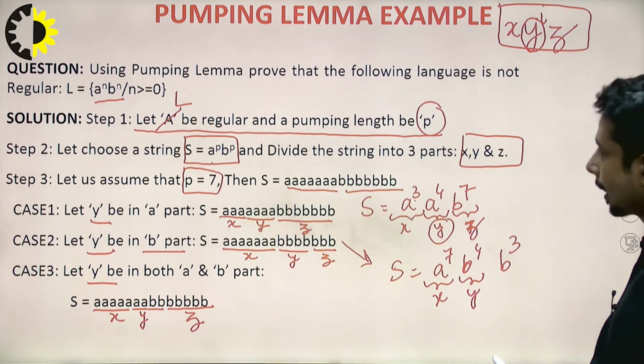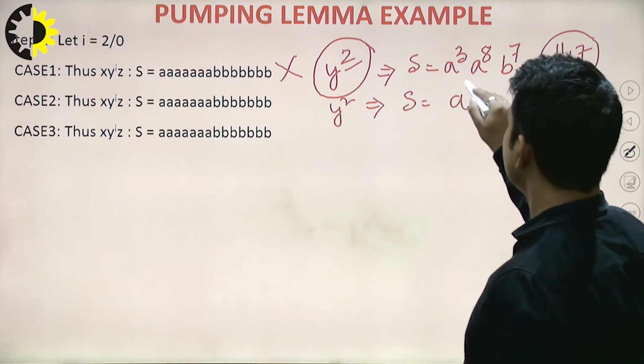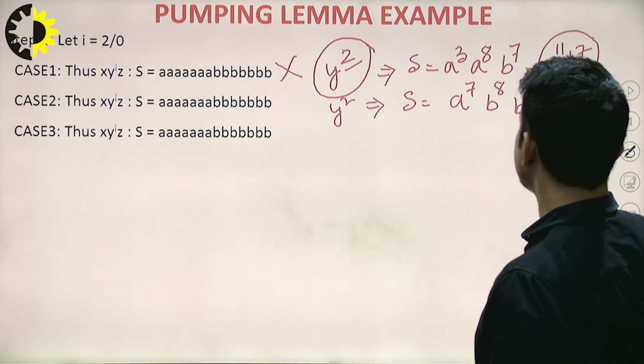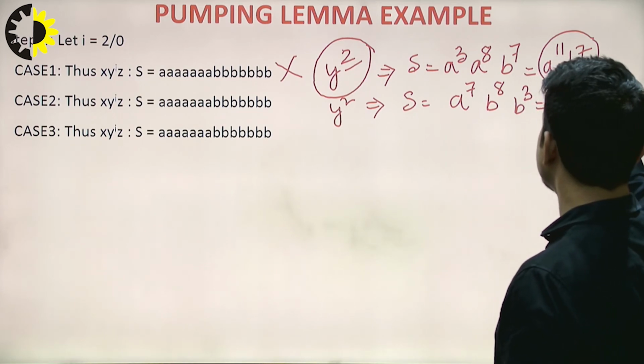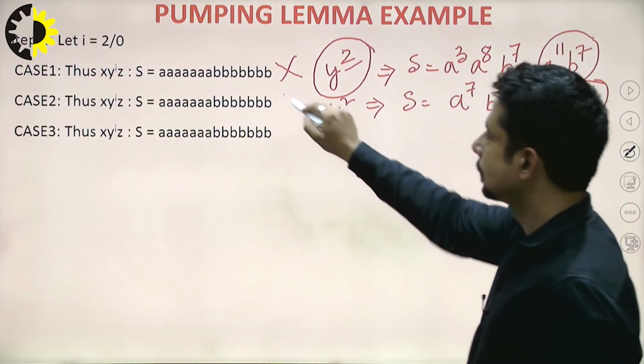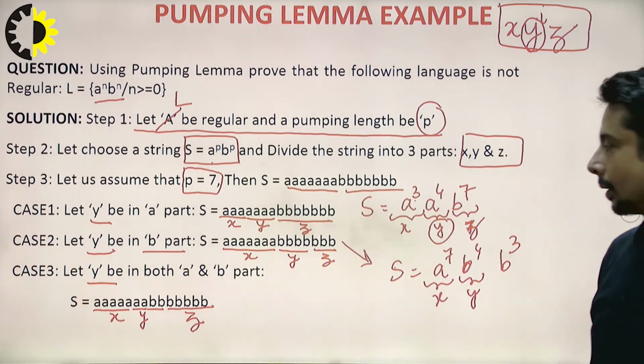Now if I apply y to the power 2 over here, then what will it be? a^7, b^8 and b^3. So it will be a^7 b^11, and this also contradicts our given language. So this case will also not be accepted. Clear? Next comes this particular part.